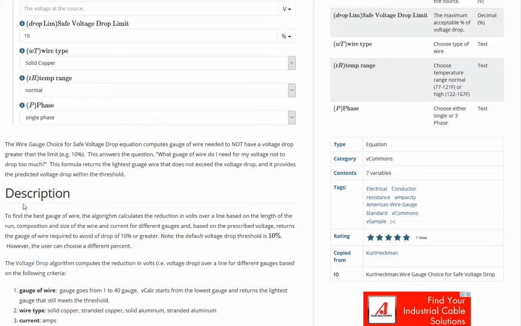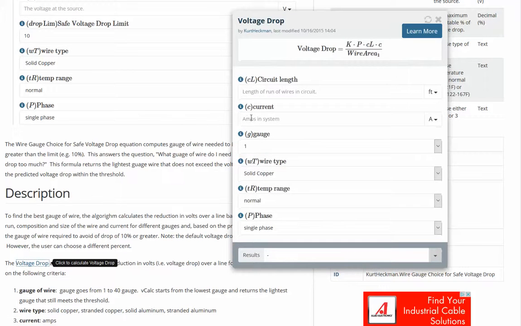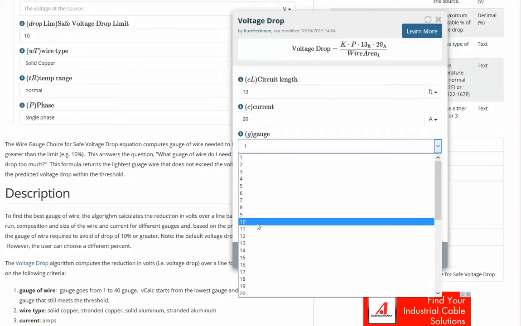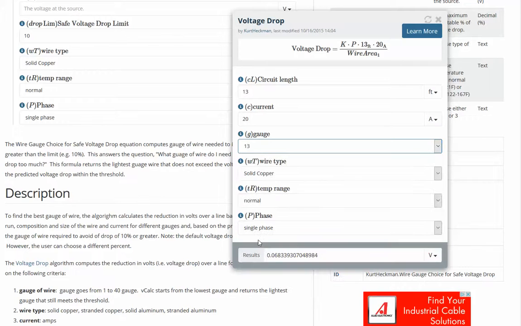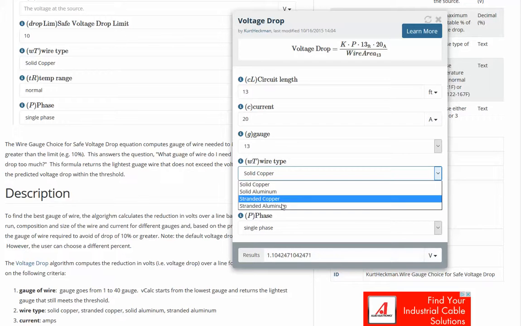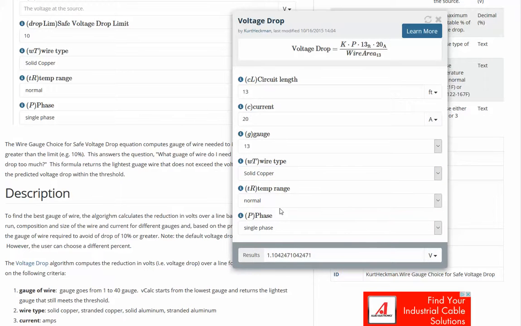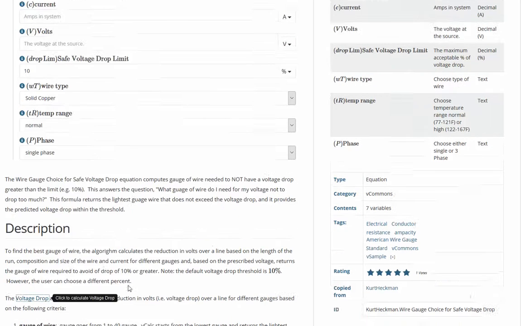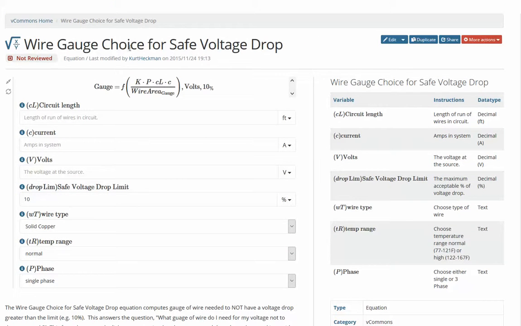You can see a version of it right here if you click on this, where you enter in the circuit length and then the amperage. So we're going to put 20 amps. And you pick the gauge. Say we're going to go over a 12 gauge wire, and then information related to the type of wire, whether it's solid copper, solid aluminum, stranded copper, or stranded aluminum, and then a temperature range, normal or high, or a phase, and it will tell you how many volts will drop over that circuit here in the results. So that's the baseline formula that's used in this one called the wire gauge choice.